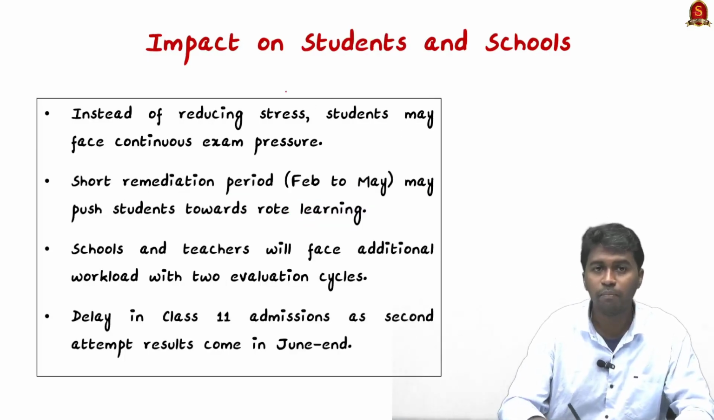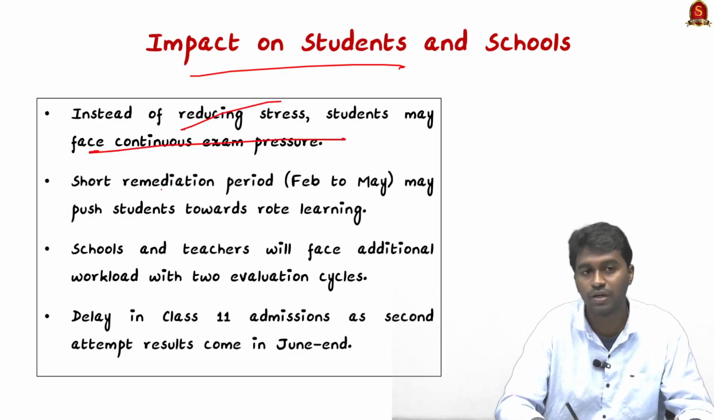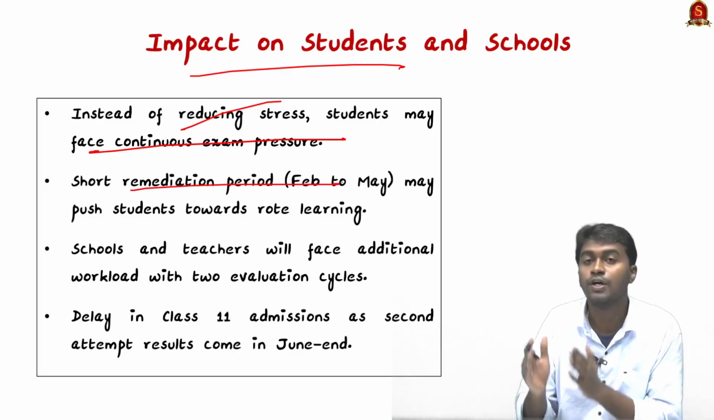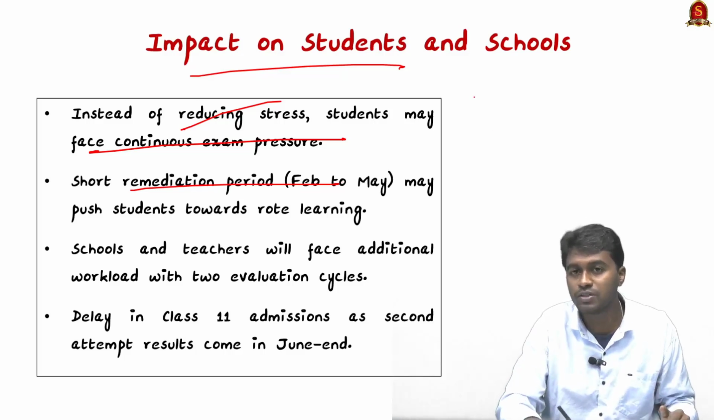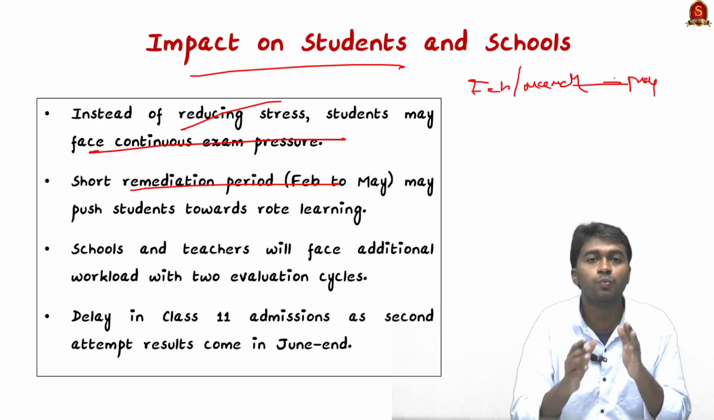And the next is impact on students and schools. Instead of reducing stress, students may face continuous examination pressure, and this is because of the limited time between the first phase and the second phase of the 2 exams. For example, the first phase of the exam will be over by February or March, and the second phase will be starting in May. So the time gap is very limited.